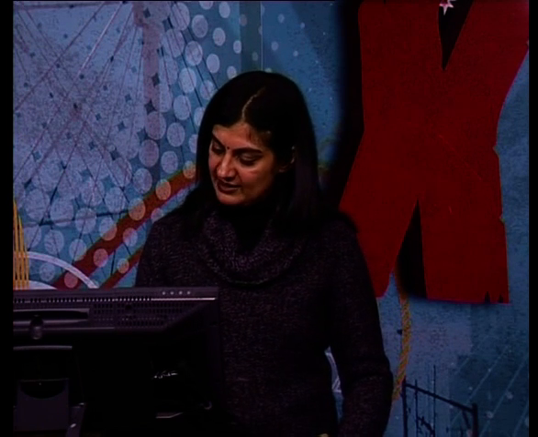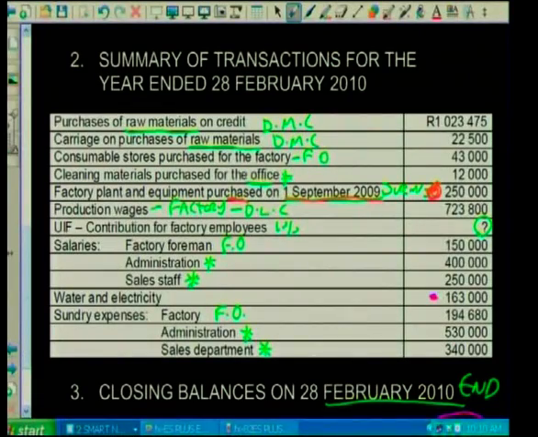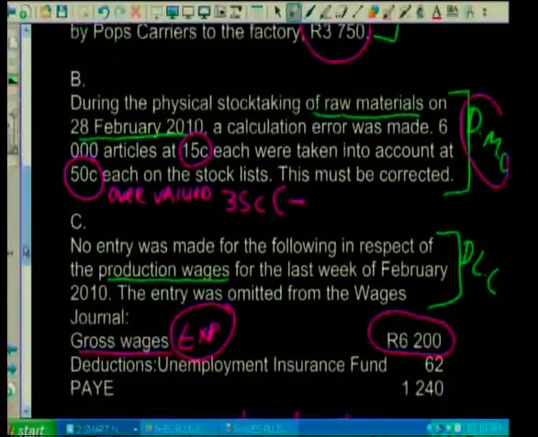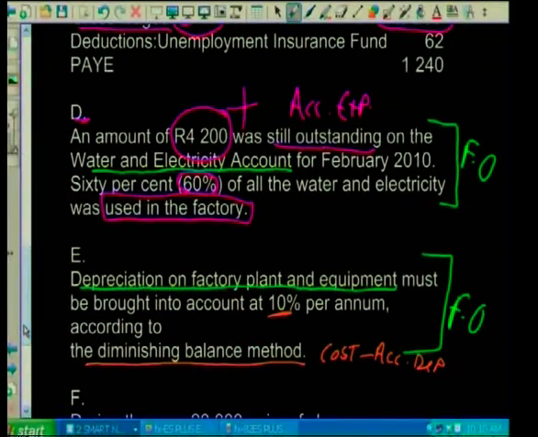Okay, so my water and electricity is an amount of 163,000. So let's just take that through. Okay, so water and electricity, 163,000. I now must include my accrued expense. So I'm adding on 4,200. And then only 60% of the total cost was used in the factory, and that's what I'm trying to calculate. So I'm going to multiply this then by 60%.